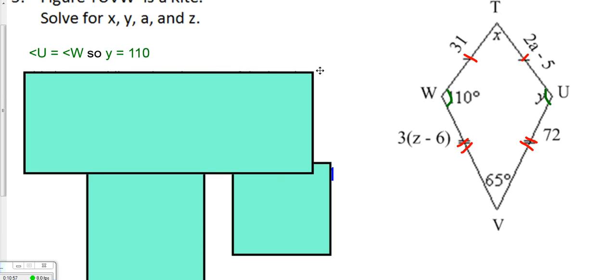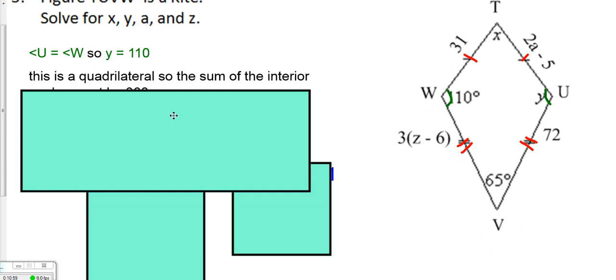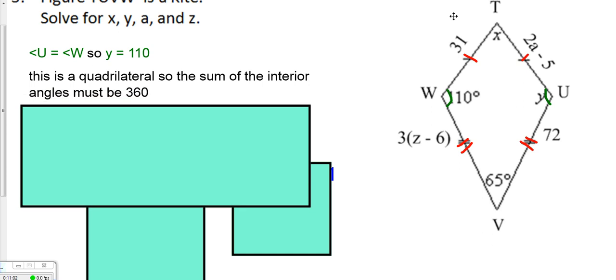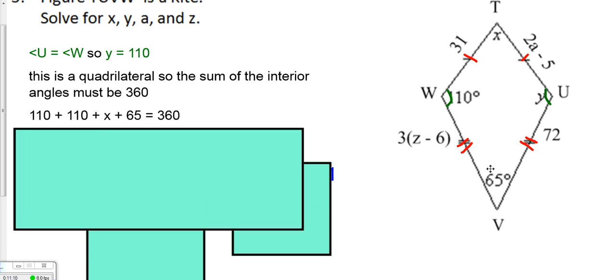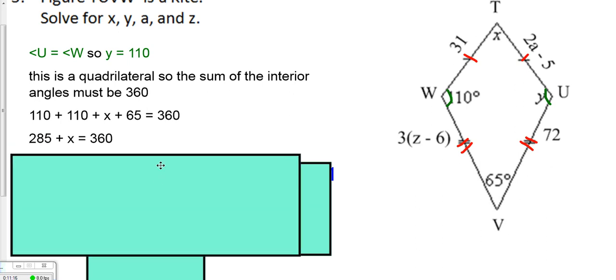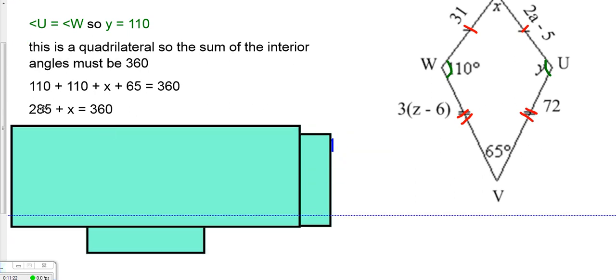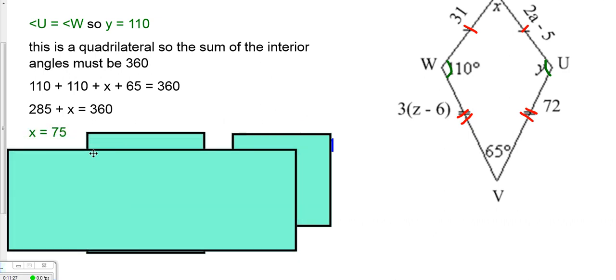Because this is a rhombus, we would say that these opposite sides are equal to each other. Or actually, well, let's do the angles first. This is a quadrilateral, so the sum of the interior angles must be 360. 110 plus 110 plus 65 plus this value X that we don't know have to add up to 360. Combine the 110, 110, and 65, and we would get 285 plus X equals 360. Subtract 285 from both sides, so X equals 75. So here we have our Y, here we have our X. Two pieces already done.